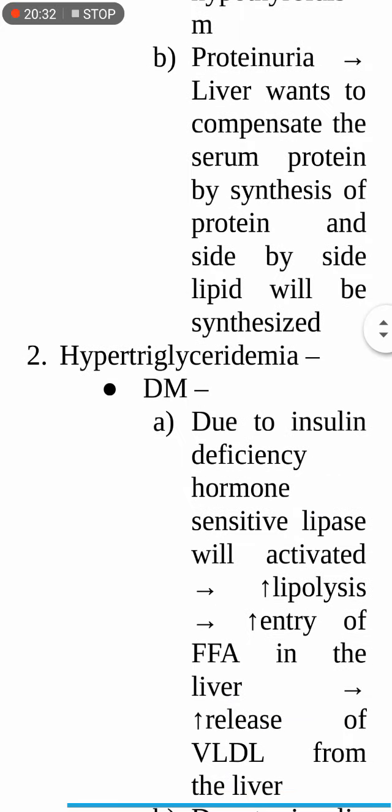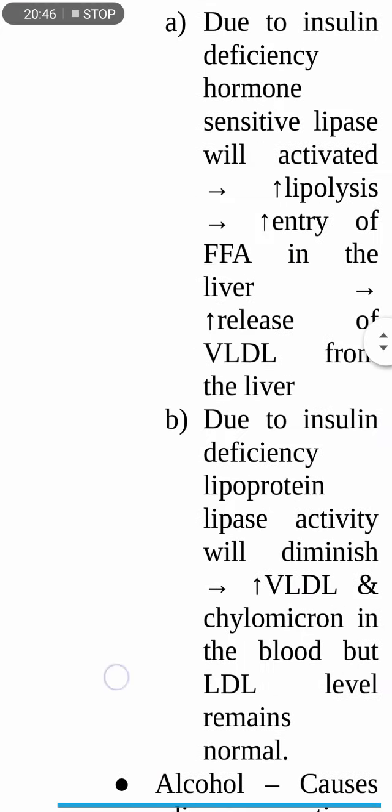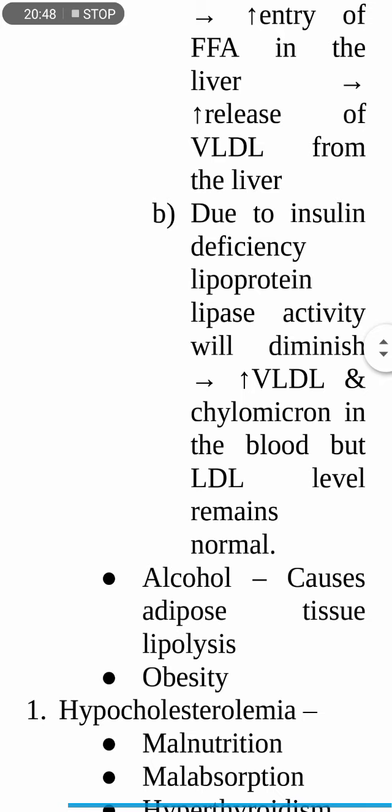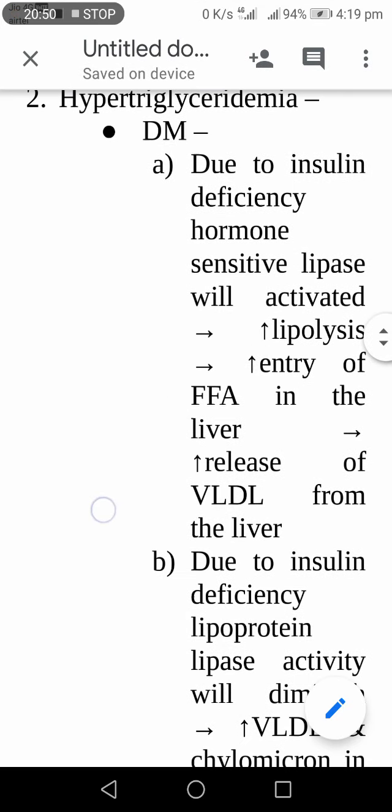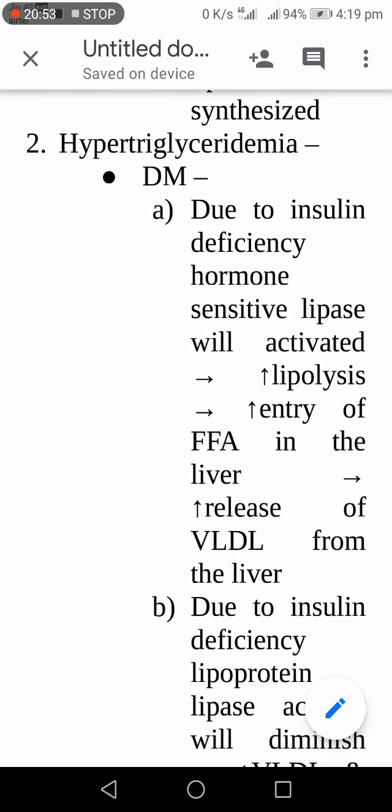Second, secondary cause of hypertriglyceridemia. First is diabetes mellitus. Second is alcohol. Third is obesity. How does diabetes mellitus cause hypertriglyceridemia?